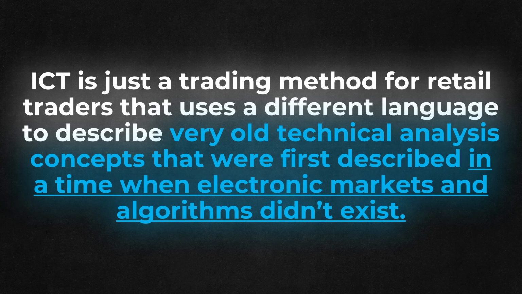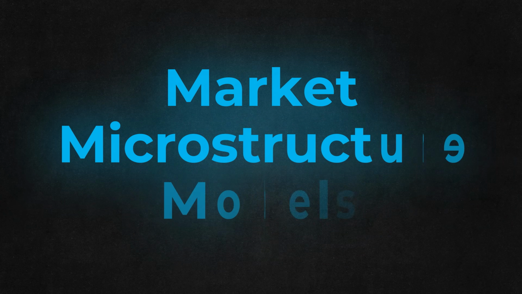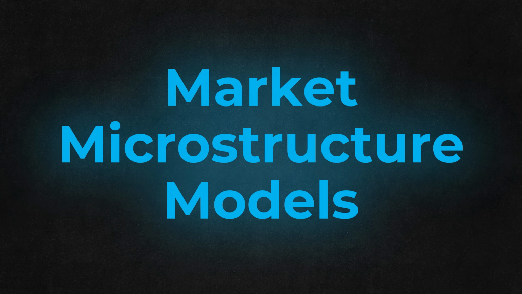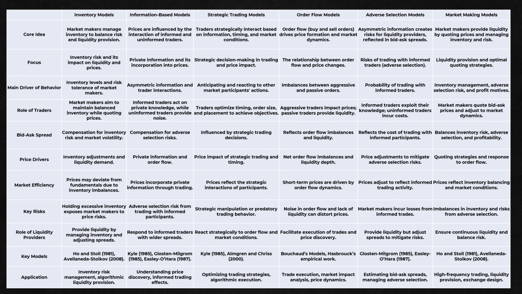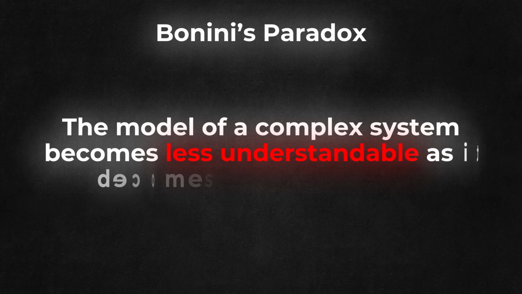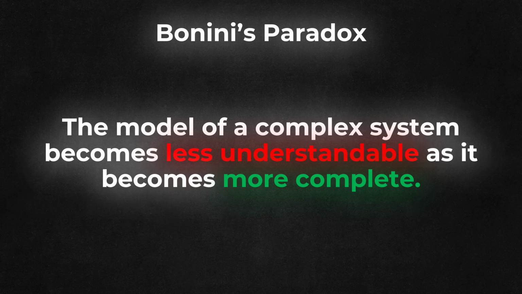Just so you have a taste of how complicated market microstructure really is, I have made a summary of the main models. I hope this sparks your curiosity to pursue this subject. You can also wait for me to release a market microstructure course within the next 300 years. This is very strong evidence for the complexity of the financial markets. Like I said in one of my first courses, Bonini's paradox exemplifies this situation. The model of a complex system like the financial markets becomes less understandable as it becomes more complete.